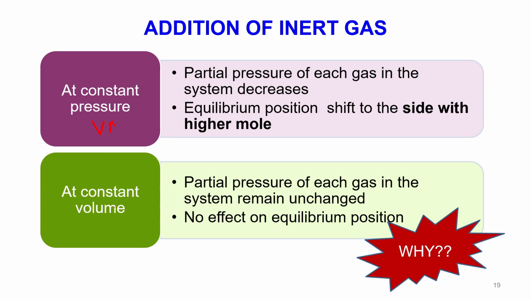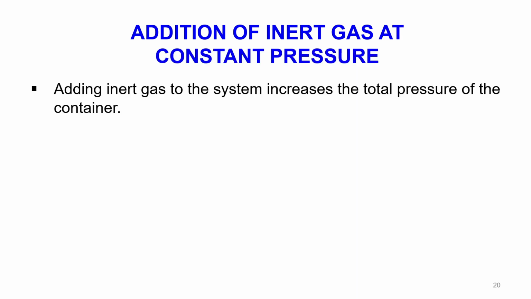So at constant volume, bila volume tidak berubah, partial pressure of each gas in the system remain unchanged, does not affect on equilibrium position. Why? Okay, right. So this is because adding the inert gas to the system will increase the total pressure of the container. Okay, bila kita adding inert gas to the system, dia akan increase the total pressure of the container.